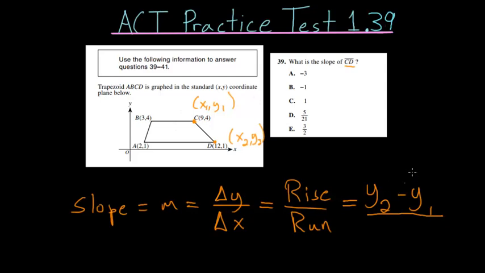So for change in y, it's y2 minus y1, and you want to be consistent when using the numbers. For a change in x, it's going to be x2 minus x1. You don't want to mix up these numbers. You want to make sure the starting values for each of your y and your x come from the same coordinate point. So now that we have a better idea of what slope actually is, let's apply it to our particular problem.